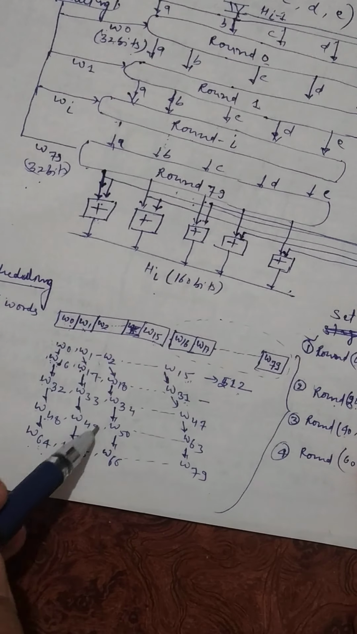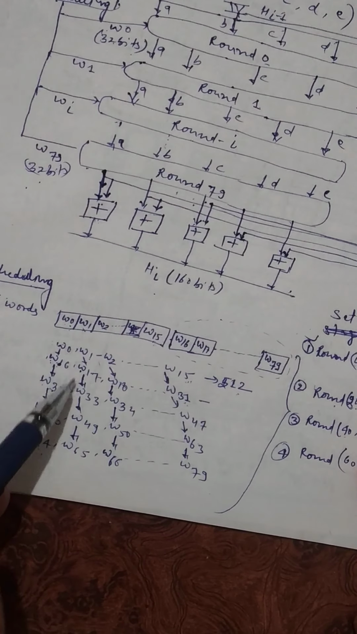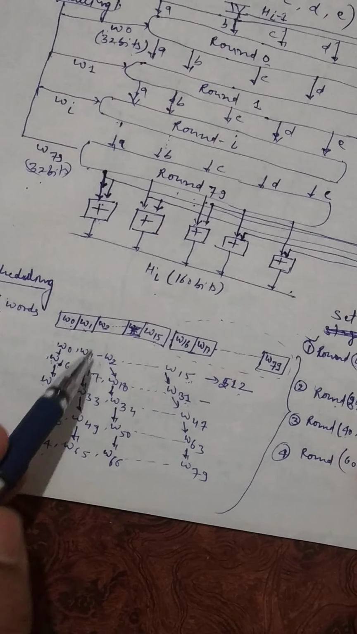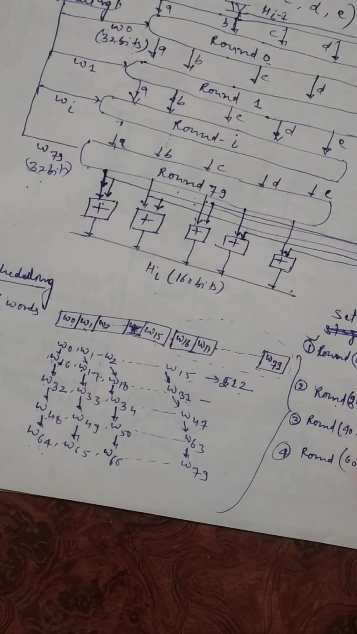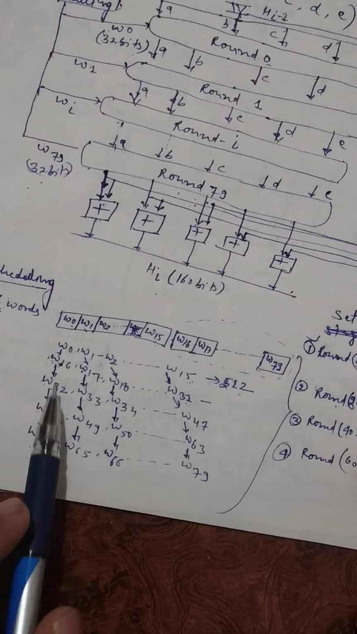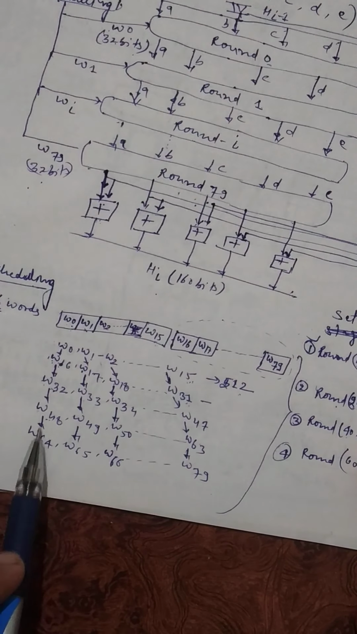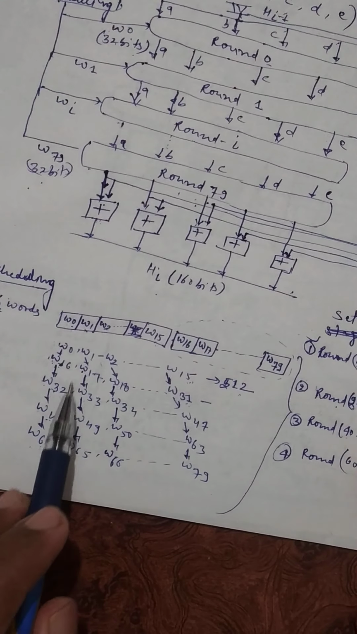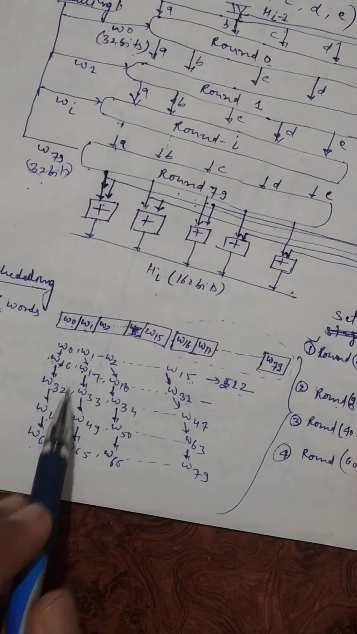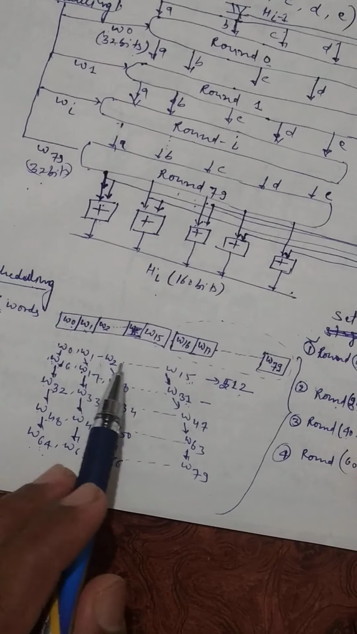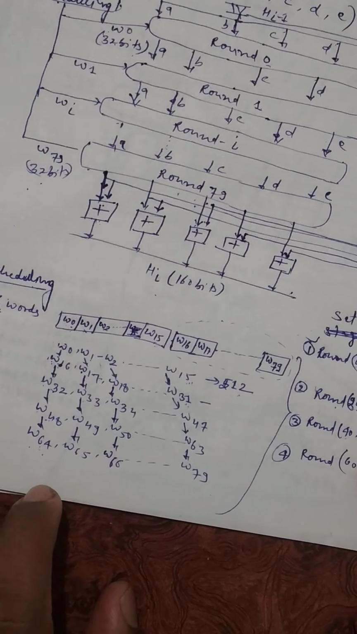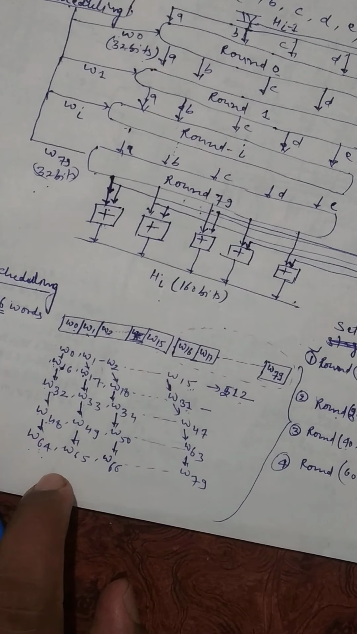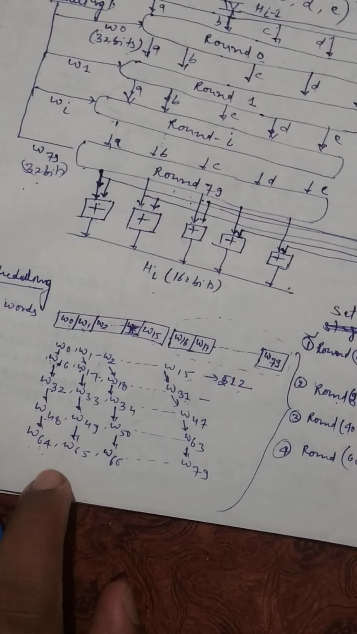Similarly, this column will contain the same value, meaning W1, W17, W33, W49 and W65 will all contain the same value, because we have only 16 values. So these 5 words will contain the same value, here these 5 words will contain the same value, and here these 5 words as well. In this way we can generate our 79 words. Hopefully you are getting me.